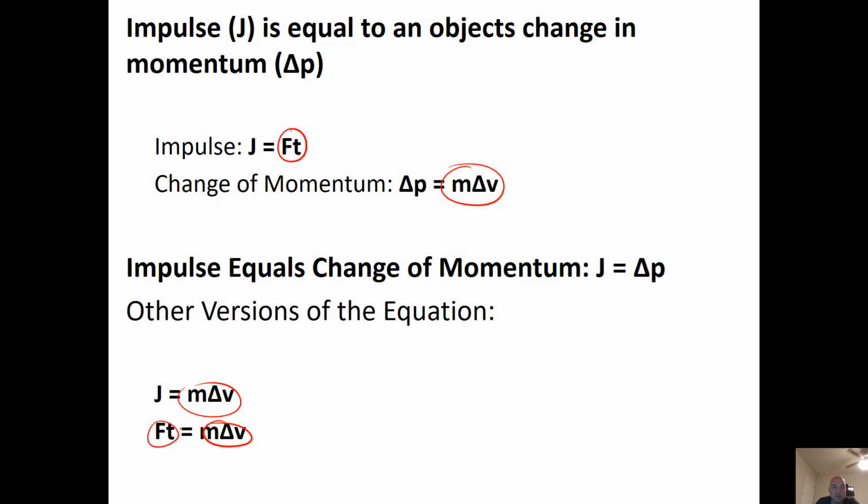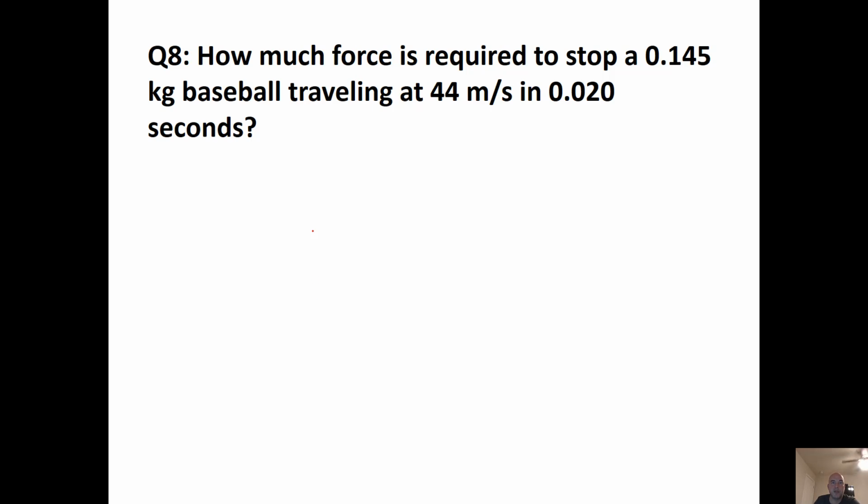Here, this is just the same version, but we're going to expand J into Ft, which makes up J. And so we're just going to have a bunch of different versions depending on the information we're given. And if we're given final and initial velocities, we're going to want to expand that out even more into final and initial velocities right here.